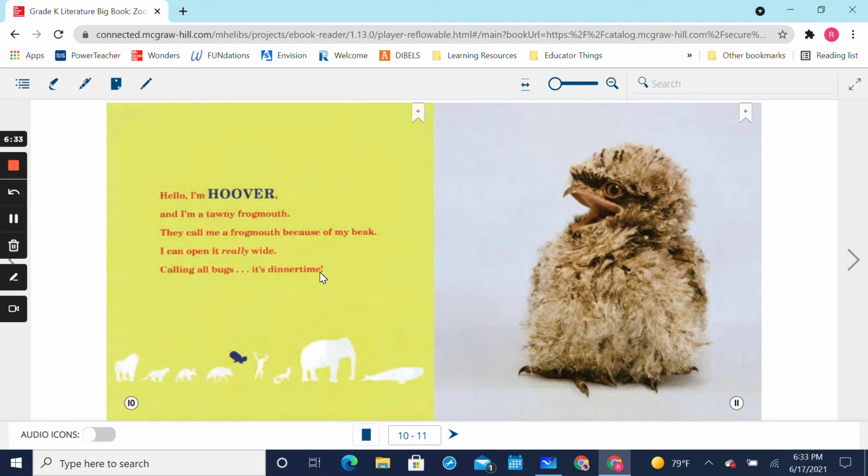Wait a second. It says, hello, I'm Hoover, and I'm a tawny frogmouth. But I don't see a frog here.